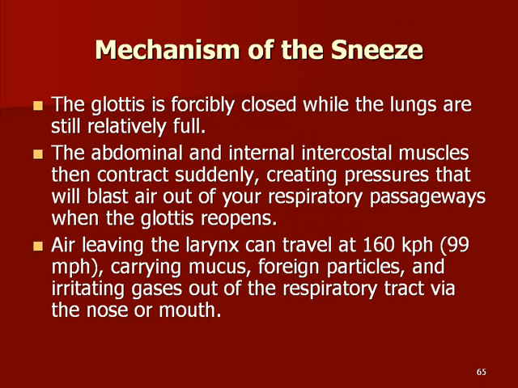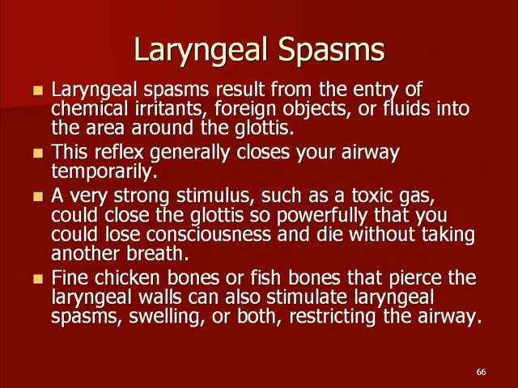The glottis is forcefully closed while the lungs are still relatively full. The abdominal and internal intercostal muscles then contract suddenly, creating pressure. This will blast air out of the respiratory passageways and the glottis reopens. Air leaving the larynx can travel at 160 kilometers per hour, or 99 miles per hour, carrying mucus, foreign particles, and irritating gases out of the respiratory tract via the nose and the mouth.